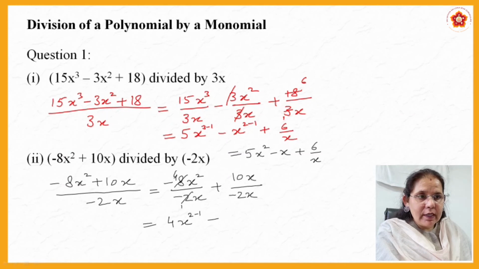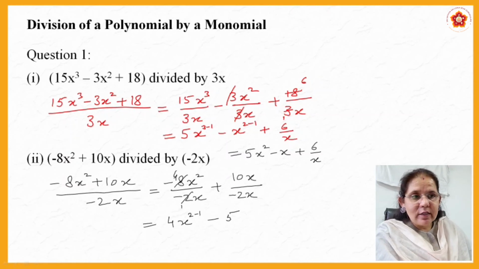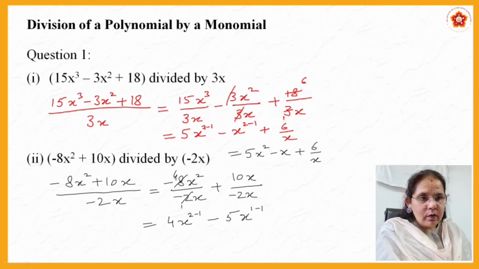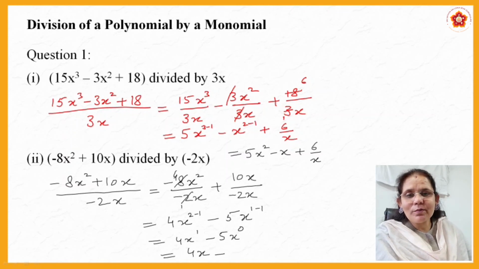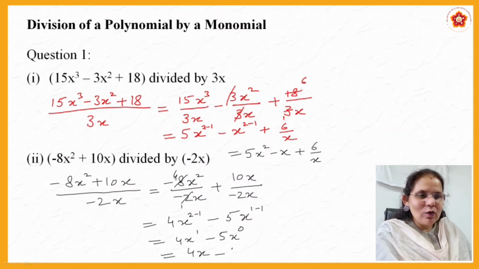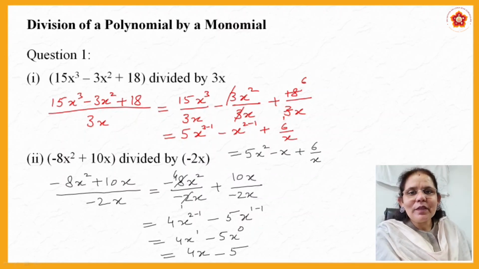And if you look at it, 2 will get cancelled with 10. 2 is going to cancel 10. So 5 will come here and x gets cancelled. Or we can write it this way also. So what do we get? And what is x raised to the power 0? What is the value? Anything raised to the power 0 is 1. So this is our answer. I hope it is clear.